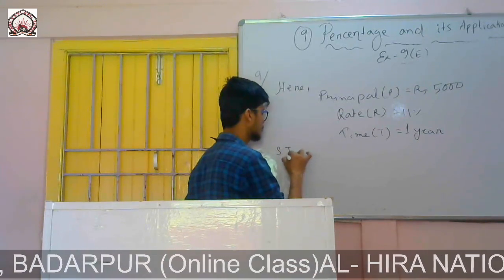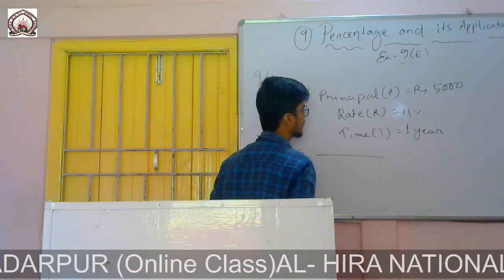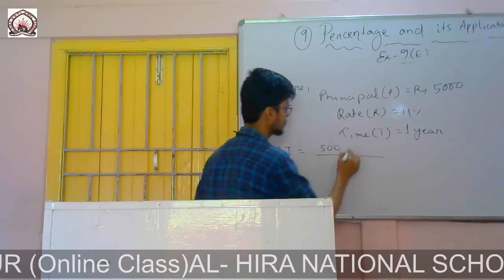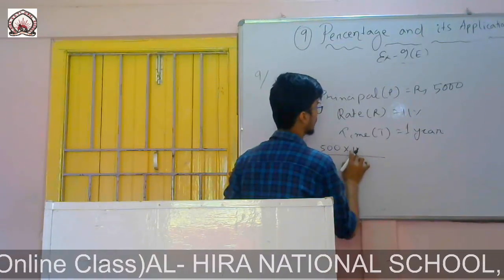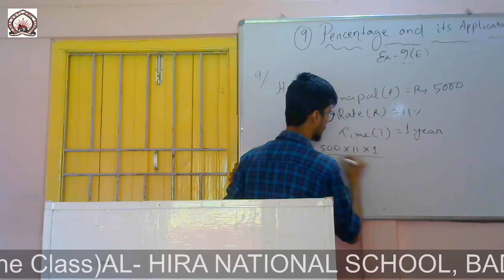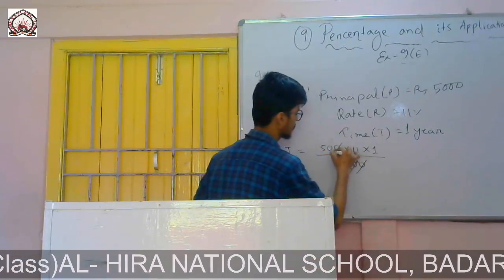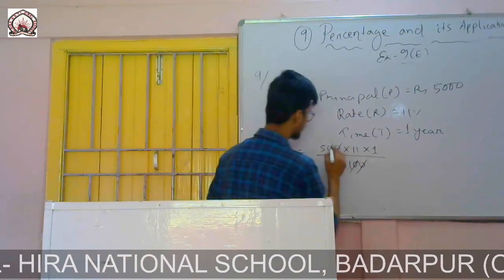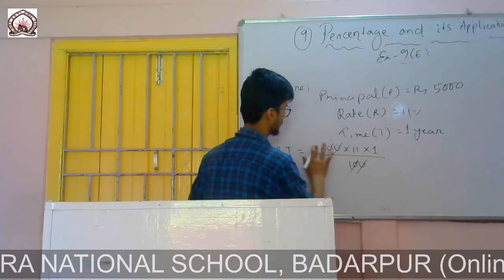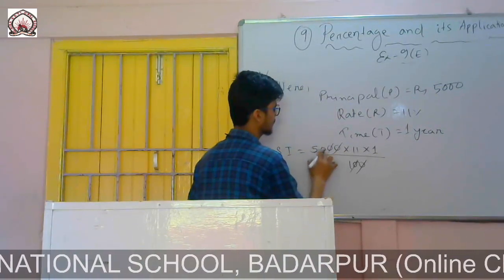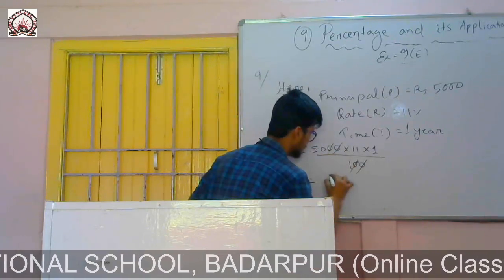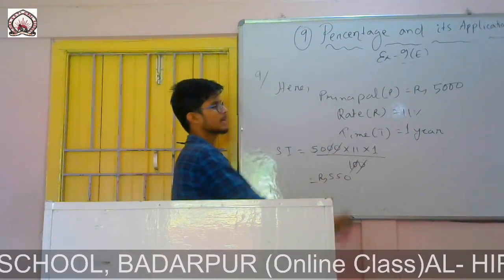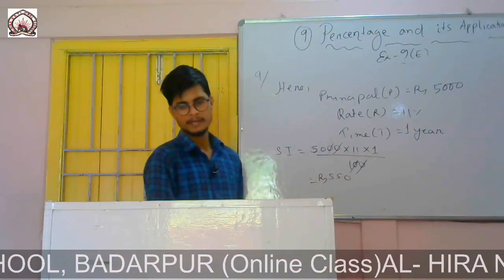So SI will be equals to PRT by 100. I am writing directly. P is this one, rate is this one, and time is 1 year, divided by 100. So 0, 0 and 0, 0 cancel. So 5 into 11, it is 5,000. So 1 0 left, 50 and it is 11. That means 5 into 11 it is 550 rupees.